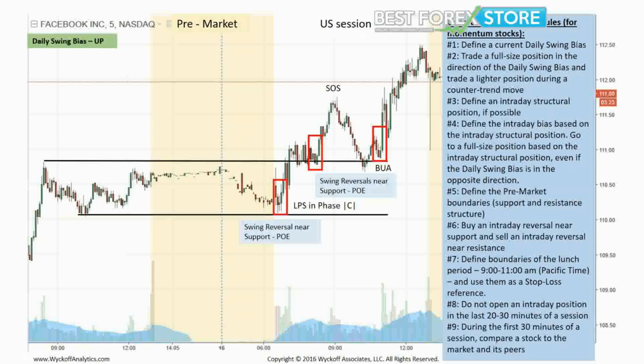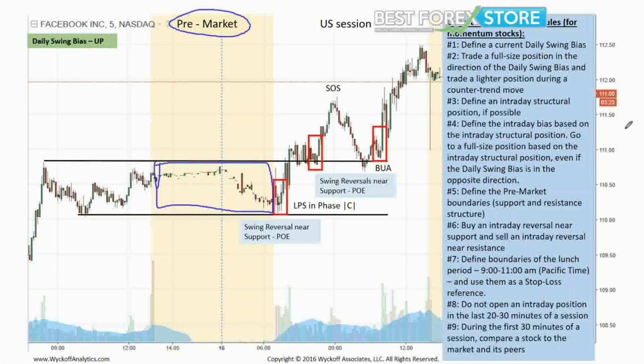So what I'd like to do is understand the pre-market action. And even though there is such low volatility right here, I want to understand structurally how that pre-market action becomes a part of the larger structure.